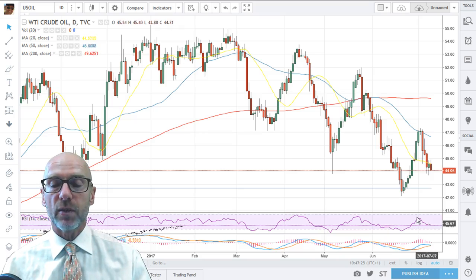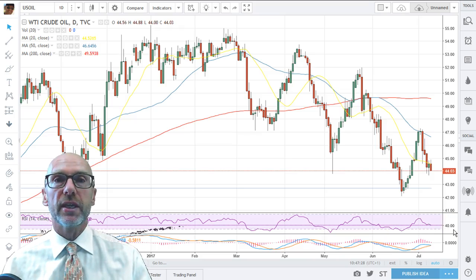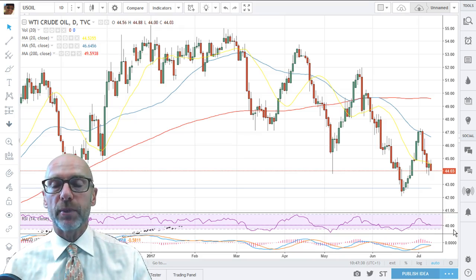On the RSI, you can see that yes, on the rally we did pick up upside momentum, but that's now being lost. We're in a downtrend, and the RSI is back below 50 at 40.93, and the MACD as well is again rolling over.